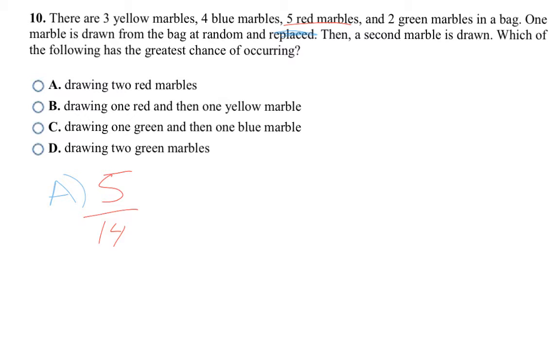So he picks that one and he puts it back. So that means the second time there's still a total of 14 marbles in that bag. And there's still a total of 5 red marbles in that bag. So the probability doesn't change at all because they're independent events and both red marbles. And so when I go ahead and multiply those two fractions and then reduce the fraction, that's going to leave me with 25 over 196.